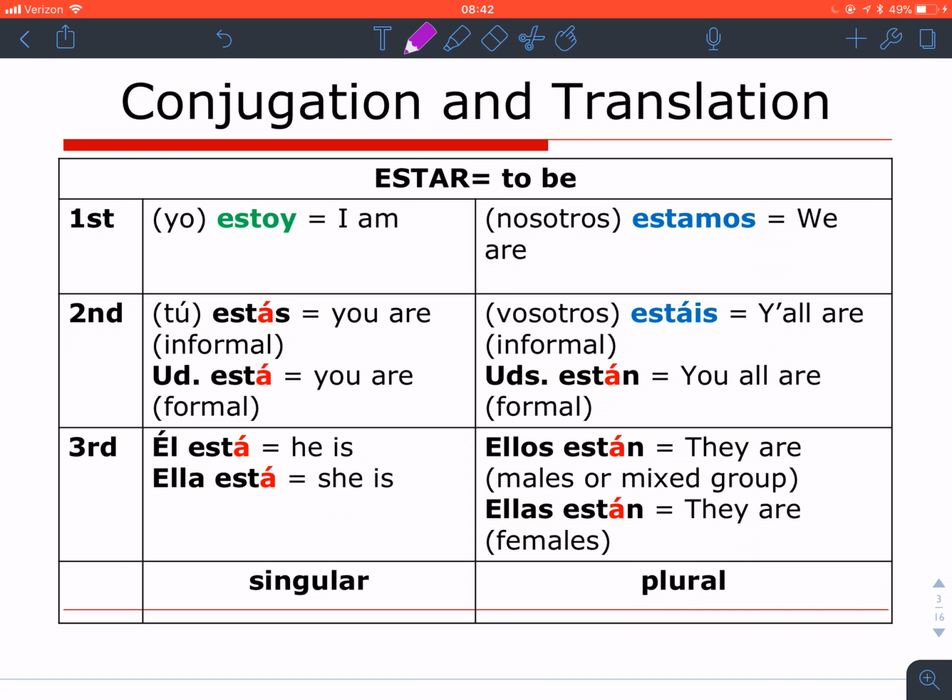You'll see that estar has an irregular first person singular, estoy. And as we look at second and third person singular and plural: estás, usted está, él está, ella está, estáis, están, ustedes están, ellos están, ellas están. All of these forms have a graphic accent. The only form that doesn't have any sort of irregularity is the nosotros form, estamos.